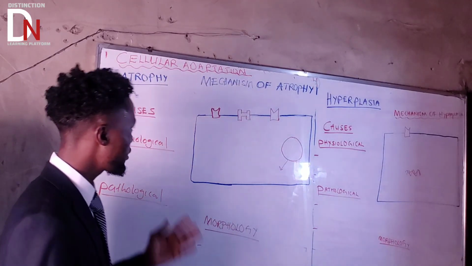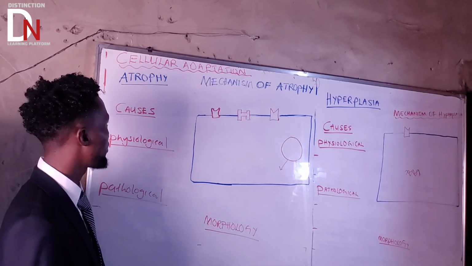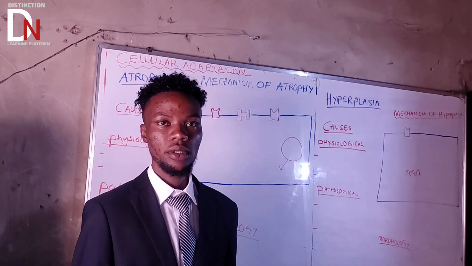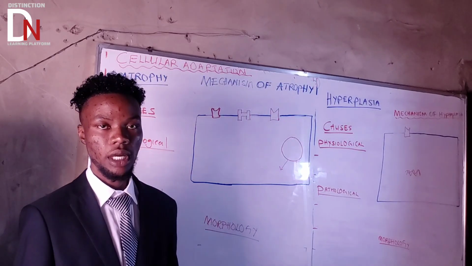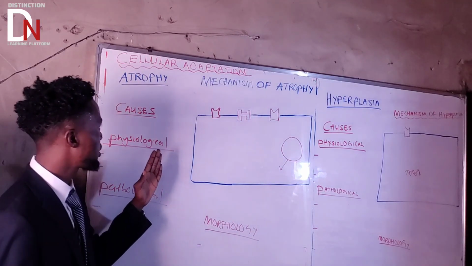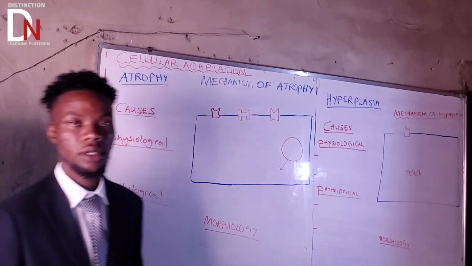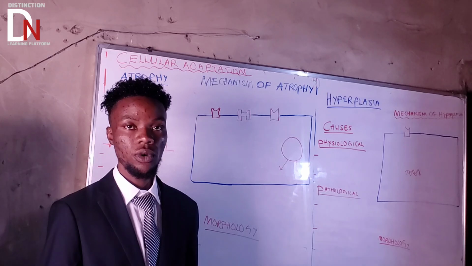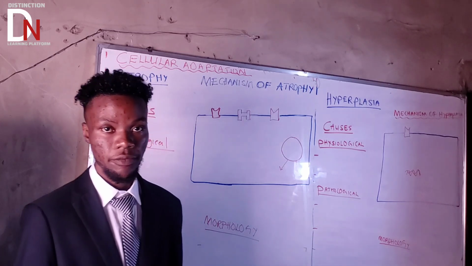Okay, so this is the third part of cell injury, and we're talking about atrophy. Remember that in the previous lessons we talked about hypertrophy, which is basically the enlargement of the cell size. Now this is the second part, where we're talking about atrophy under cell adaptation. Just to remind you, cell adaptation is a reversible change of the cell if it is exposed to a change in the environment.